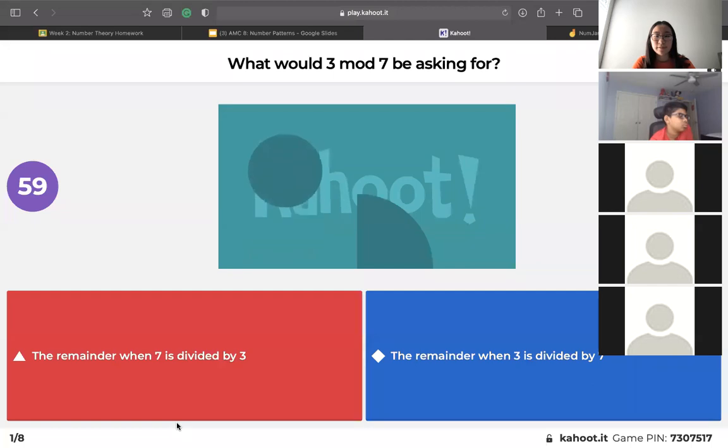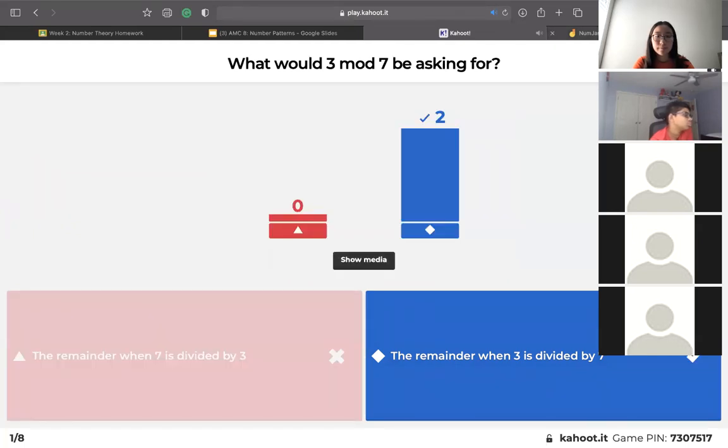Okay. What is 3 mod 7 asking for? Yeah, great job. 3 mod 7 is asking for the remainder when 3 is divided by 7.